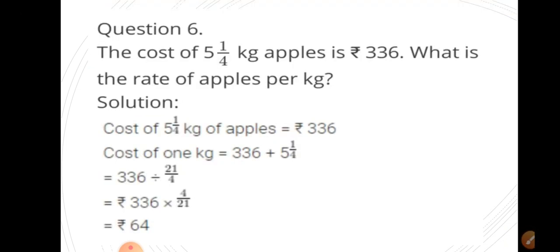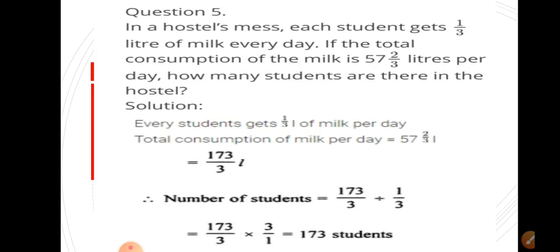Now question number 6. The cost of 5 whole 1 upon 4 kg apple is 336. What is the rate of 1 kg apple? Whenever it is asked for 1 kg or anything, 1, we divide.